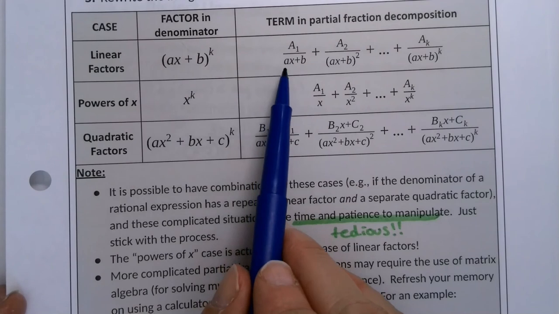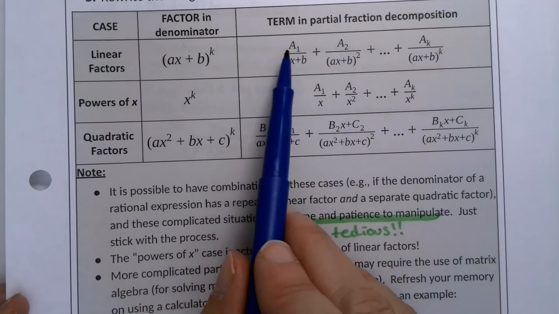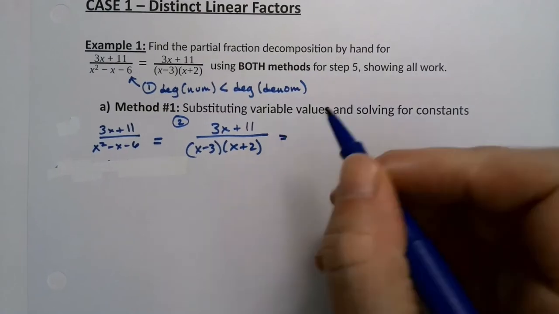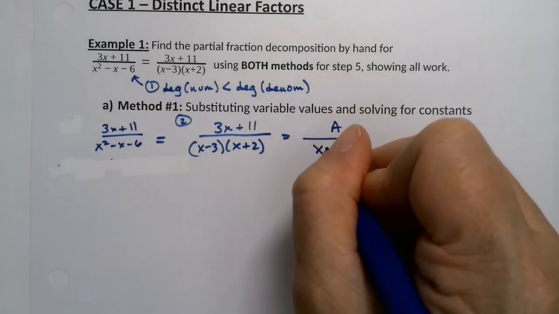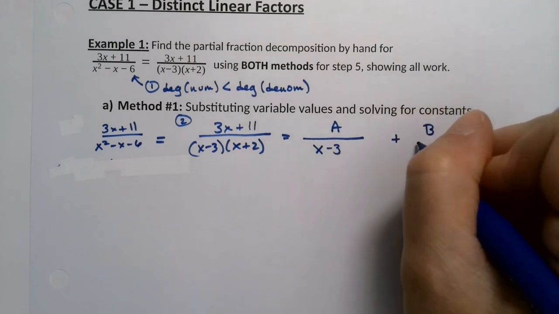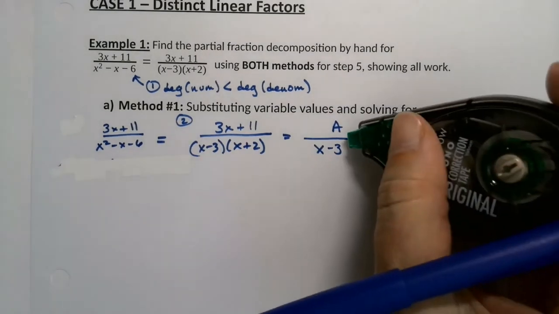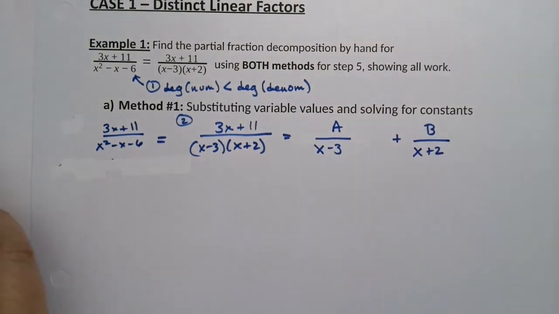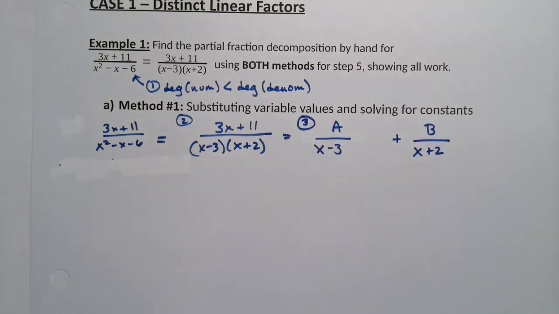So we're going to have A over x minus 3 plus... And we could use A1 and A2, or we can use A and B. I usually just do A and B unless I have a reason to number them. So I'm going to say A over x minus 3 plus B over x plus 2. I'm leaving myself a little space because I need to do something in a minute. Okay, so there's step 3 right there. I just wrote it.